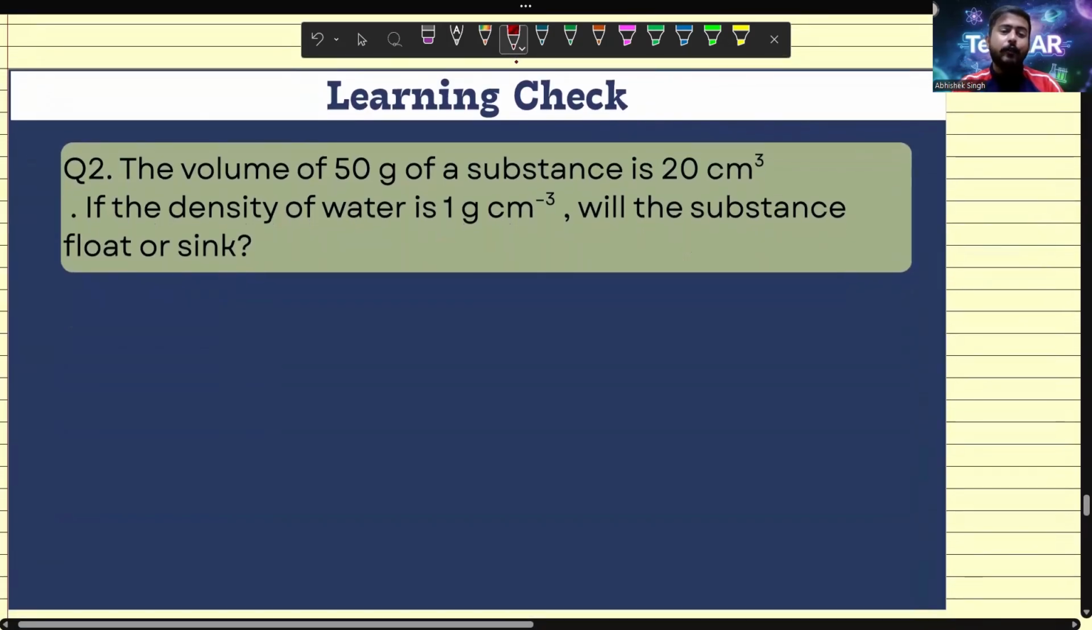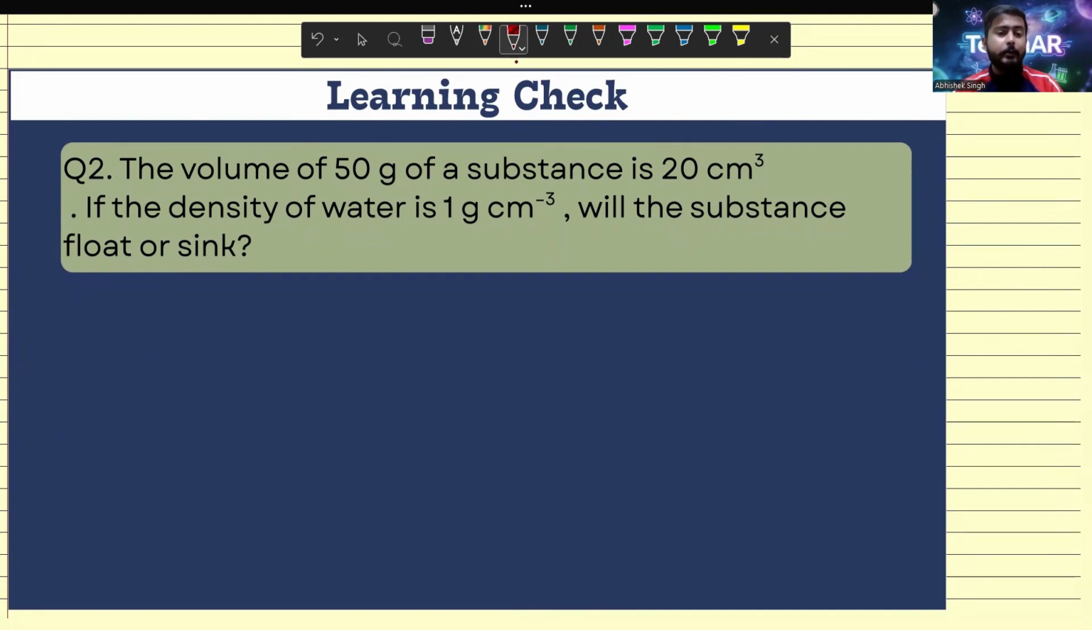Okay. The question is: the volume of 50 gram of substance is 200 centimeter cube. Let's take that substance. Let me make that substance. This is 50 gram. The mass is 50 gram. Let's make a bigger one. We have a lot of space over here. 50 gram is the mass of this object, and the volume of this object is 200 centimeter cube. Okay. Will the substance float or sink?